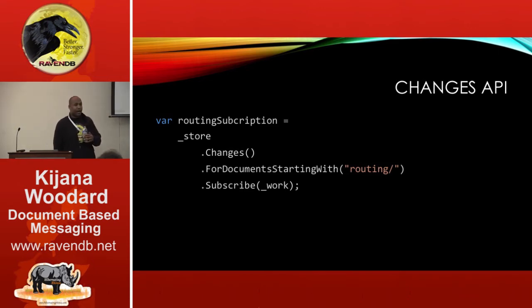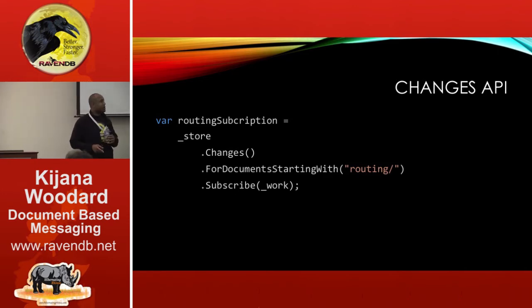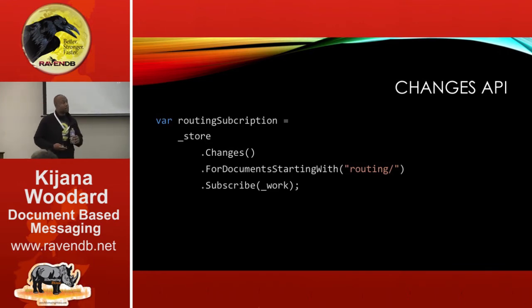But yeah, I've had actually a really good experience with it. After, I think there was a fix in 2.5 that solved some stuff of it kind of losing its connection. And after that, I've had pretty good experience with it. It's pretty easy to set up. On the document store, there's a changes function, and then you can say, in this case, from document starting with routing slash. So that's picking up the routing slash that I added there.